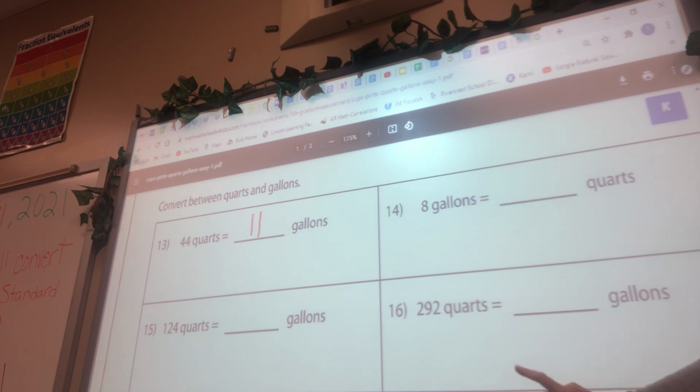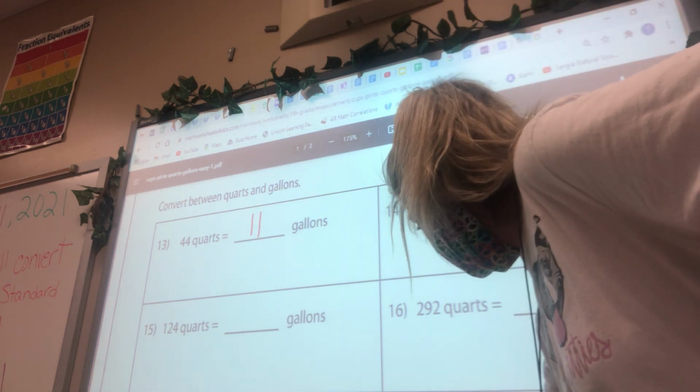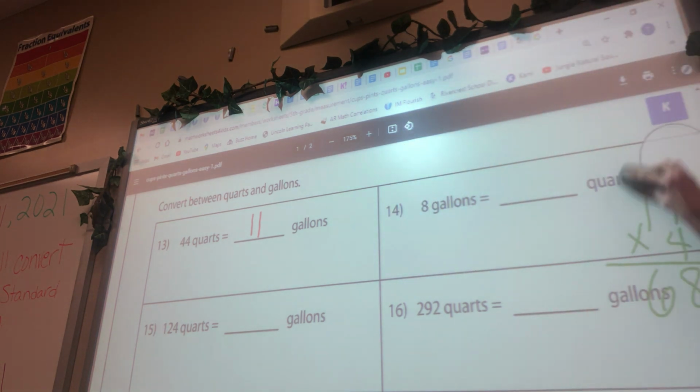If I have 17 gallons and I want to know how many quarts that is, is this going to be a higher or lower number than 17? Higher, because it takes more of these to equal this. So I know I'm multiplying. What am I multiplying by? 4, because the relationship between quarts and gallons is 4. So 17 times 4. 4 times 7, 28. Carry the 2. 4. 6. Okay, so 17 gallons equals 68 quarts.